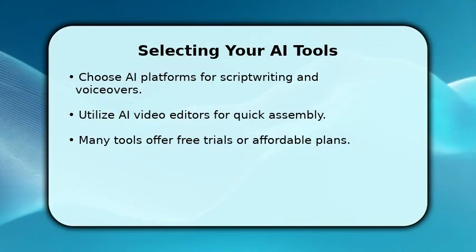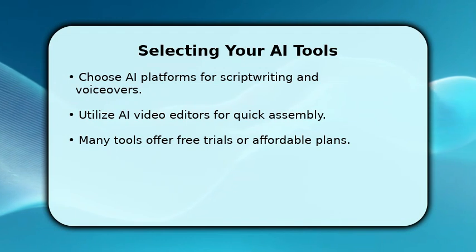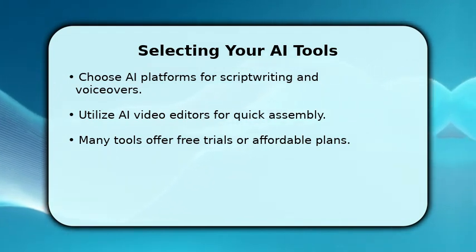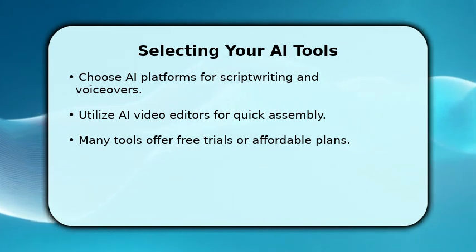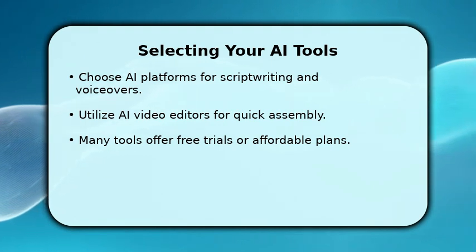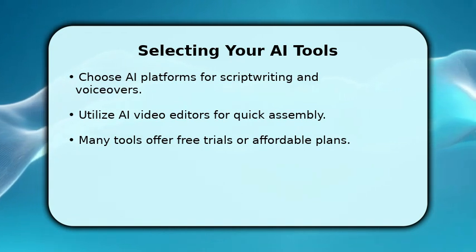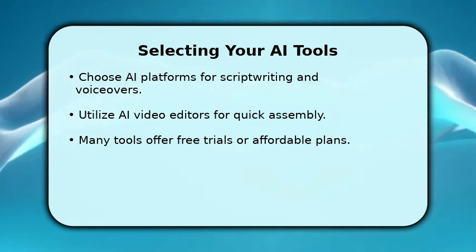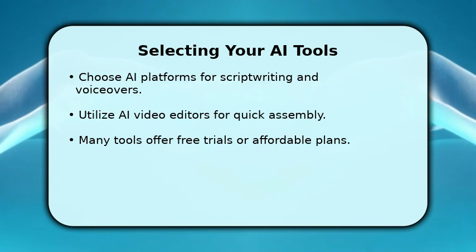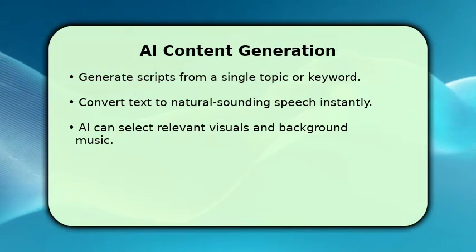Choosing the right AI tools is crucial for efficient short creation. Look for platforms that offer robust script generation, realistic voiceovers, and intuitive video editing capabilities. Some popular options include AI scriptwriters that can draft a 60-second video script in moments, and AI voice generators with over 20 distinct voices. Many tools provide free tiers or trials, allowing you to experiment before committing to a paid plan.